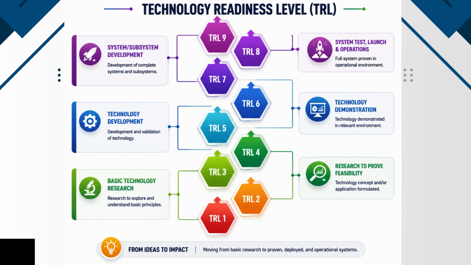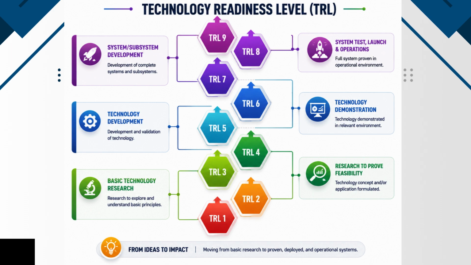At TRL4, the technology is validated in a laboratory environment. At TRL5, the technology is tested in a more relevant environment to ensure it performs as expected. At TRL6, a prototype is demonstrated in a real or simulated operational environment. This phase is known as the technology demonstration stage, where the technology is developed and validated before moving to the next phase. The third phase is system or subsystem development, which includes TRL7 to TRL9.